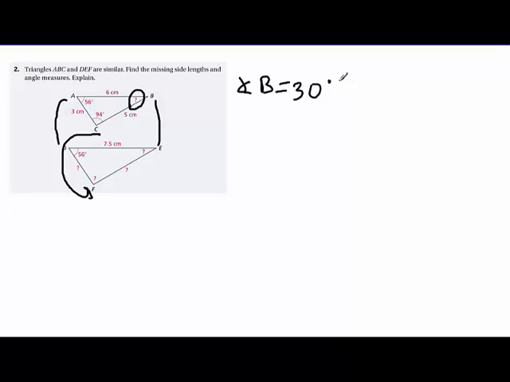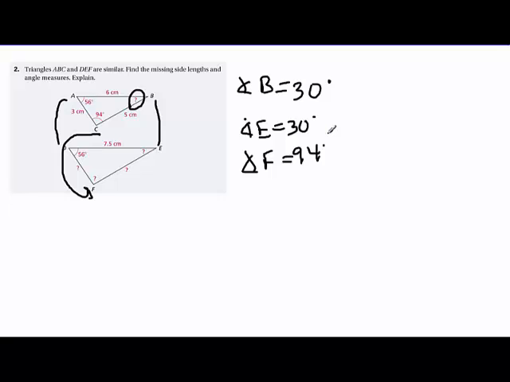Now, since these triangles are similar, I know that all the corresponding angles have to be congruent. So I know since angle B is 30, its corresponding angle is angle E. So I also know that angle E must be 30 degrees. And since C corresponds with F, that means they must be congruent. So angle F must also equal 94 degrees. Now that I have my angle measures, I can find my missing side lengths.